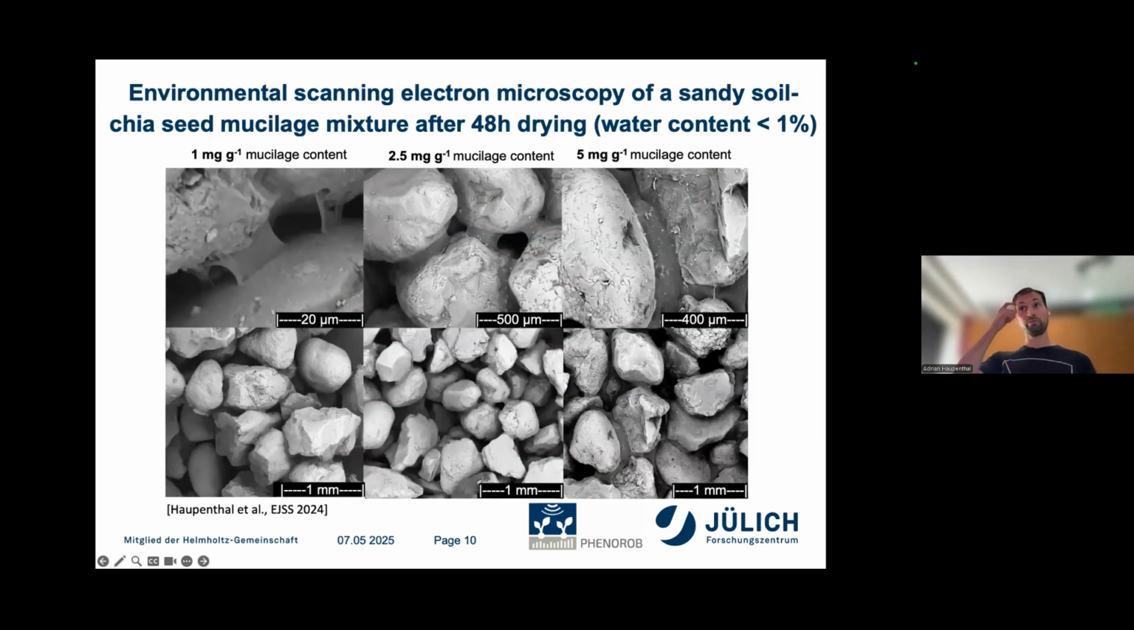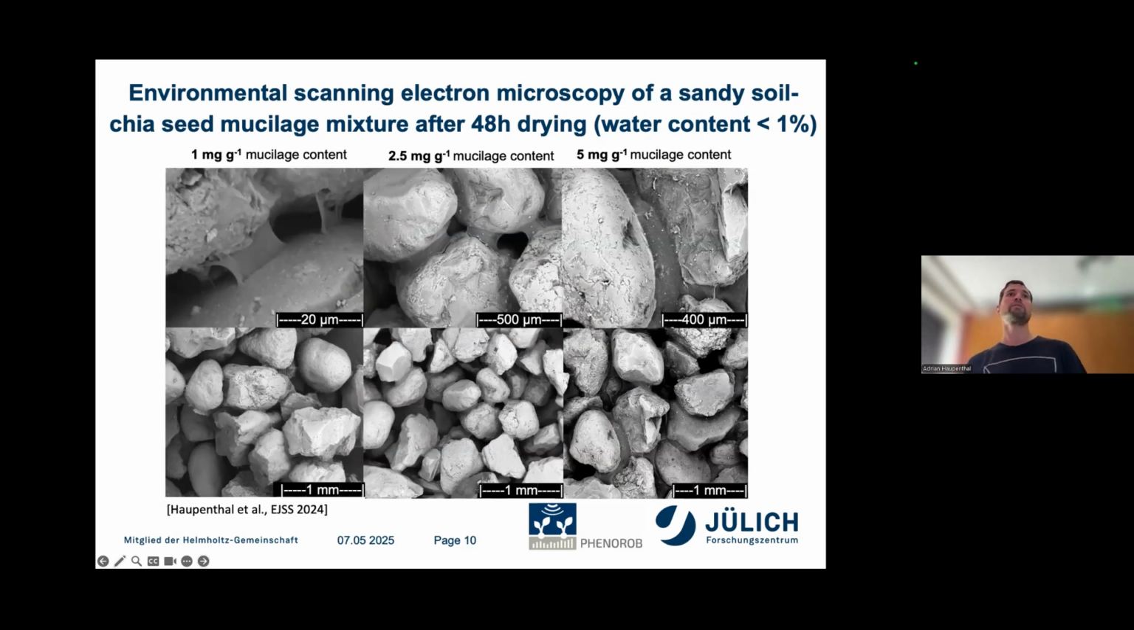To visualize these mucilage structures, I used environmental scanning electron microscopy. Here you can see images from a sandy soil mixed with chia seed mucilage, and it was dried for 48 hours. So water content was below 1%. And we have an increasing mucilage content from left to right.